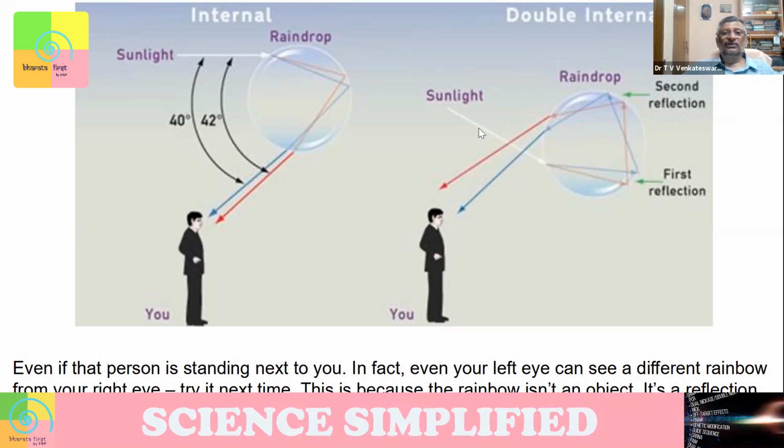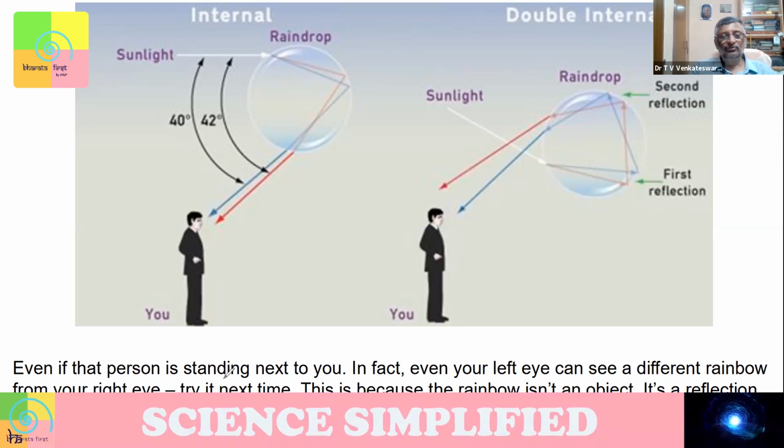Important part: suppose you and your friend are standing next to each other and are looking at a rainbow. Both of you are not looking at the same rainbow. There is a saying that no two people see the same rainbow, because the light rays coming to your eyes are exactly angled at 42 degrees to your eye. For your neighbor, the same light rays are not coming. Forget about the next person: your right eye and your left eye are not seeing the same rainbow. You can test it next time.